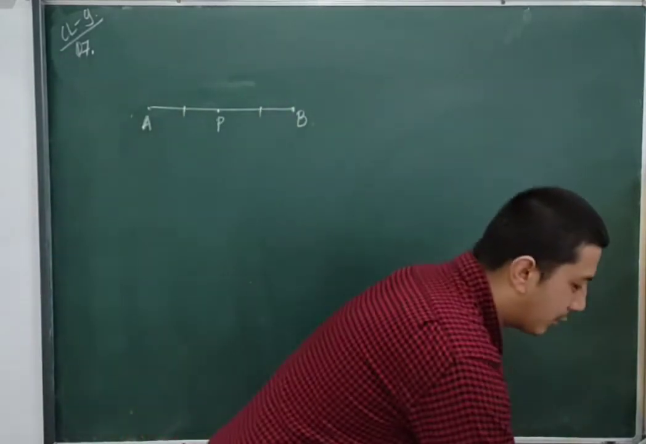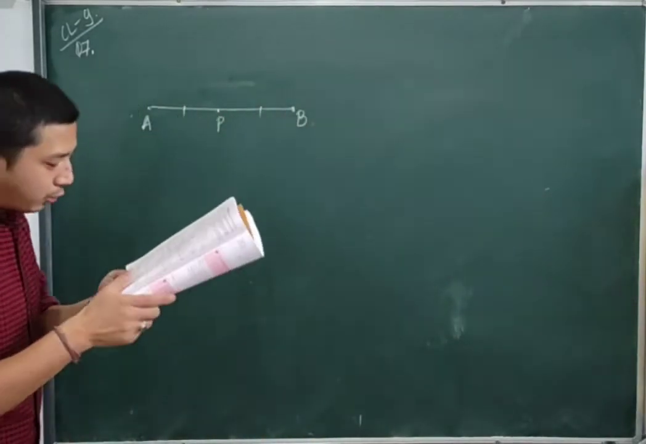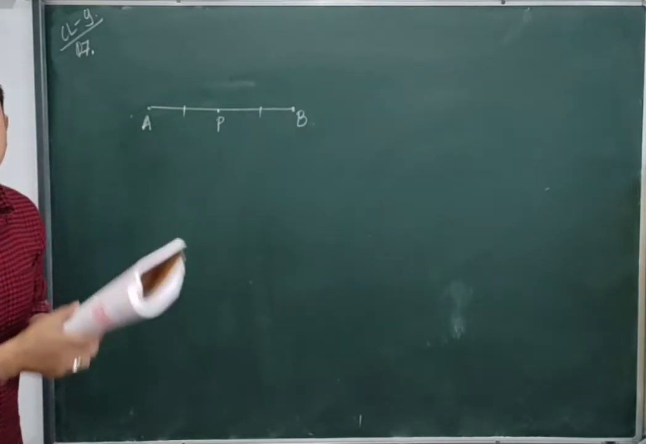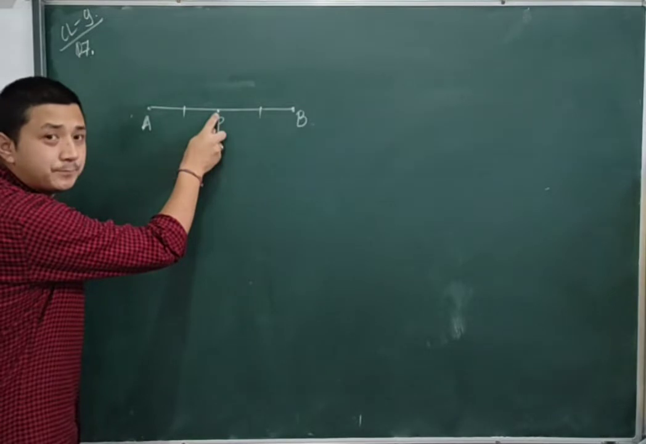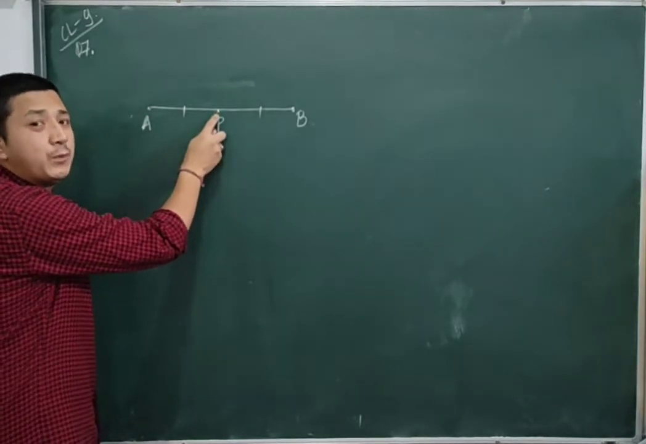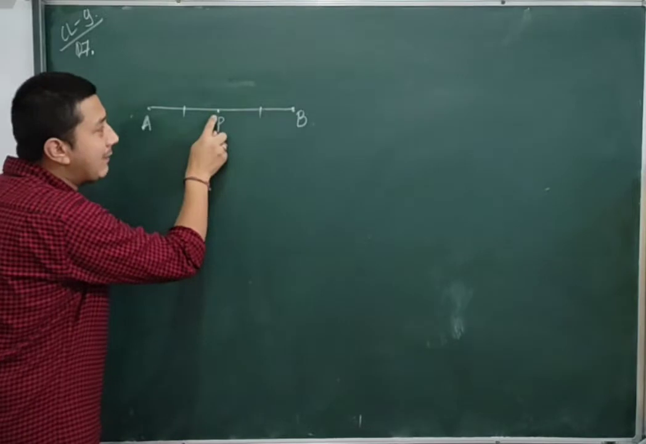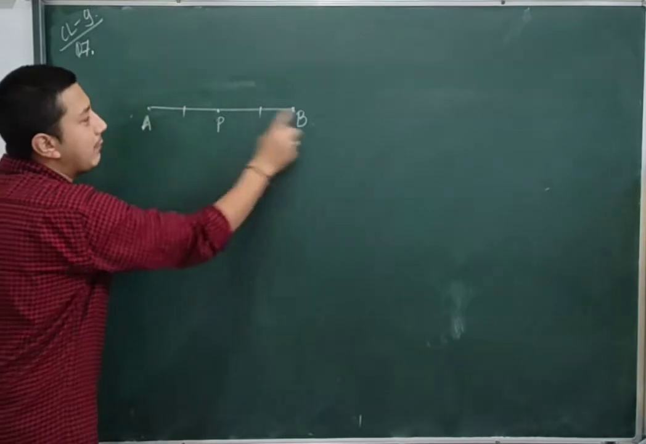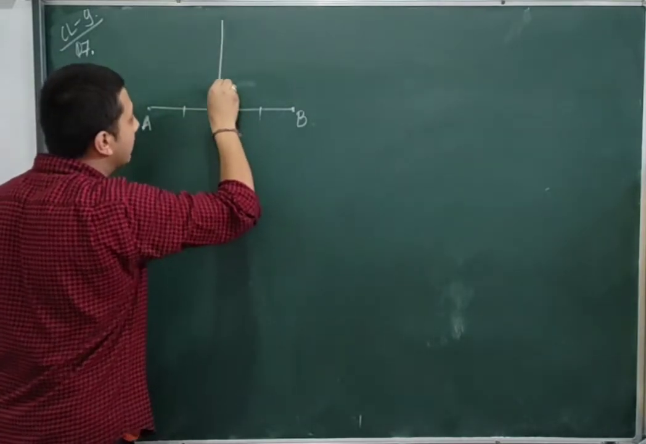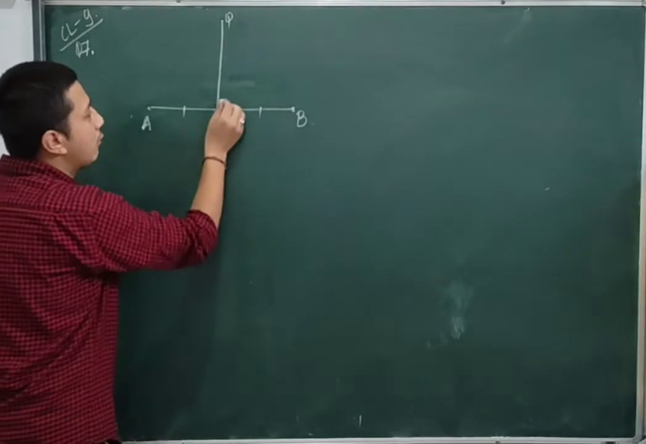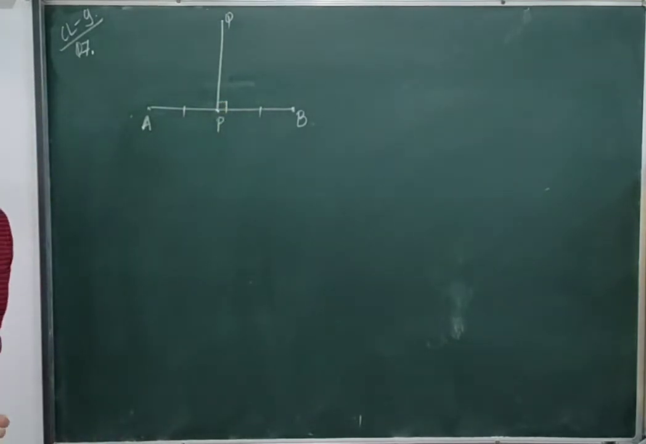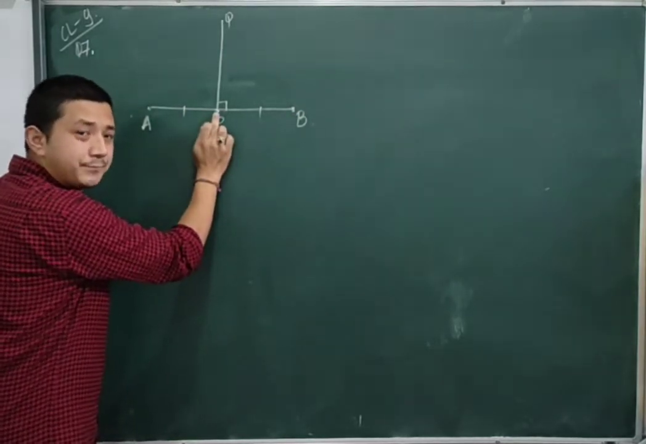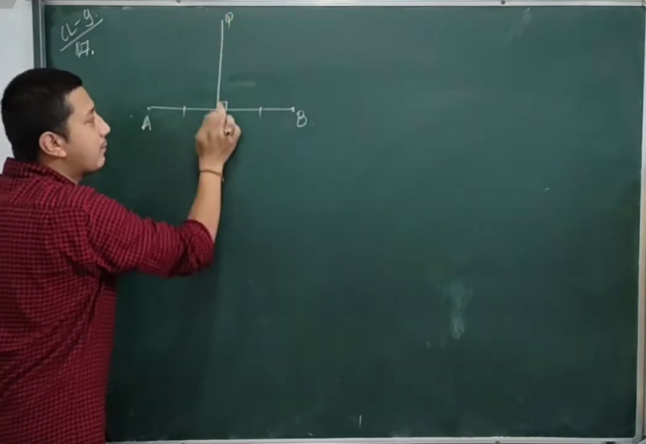Further the question says, through point P another line PQ, which is perpendicular to AB, is drawn. PQ is drawn perpendicular, 90 degrees, to AB. So like this, PQ is drawn which is perpendicular to AB like this. Okay, I hope you are clear. P is the bisector of AB, and from P I am drawing PQ which is perpendicular to AB.